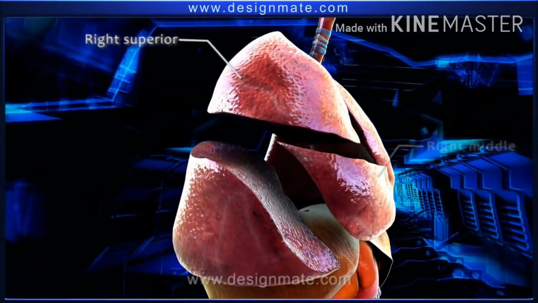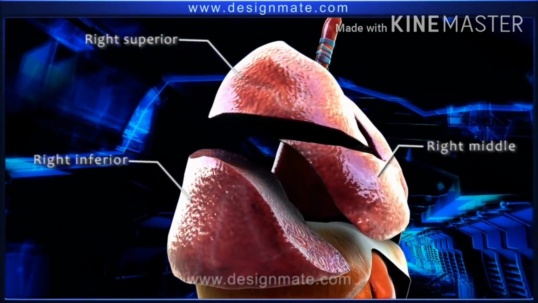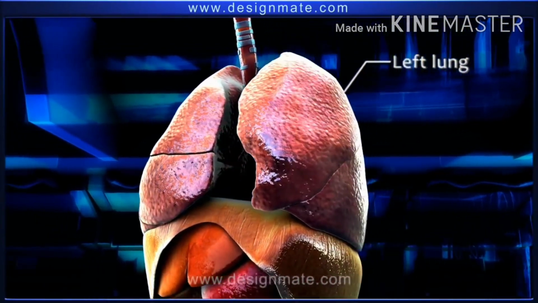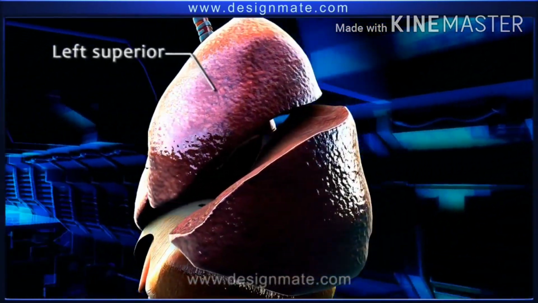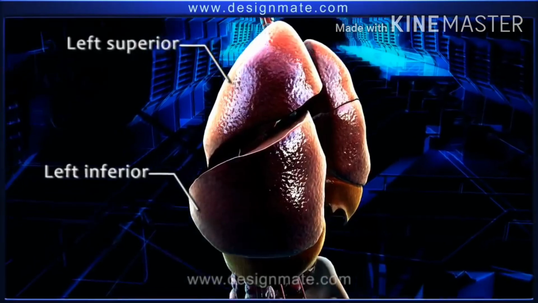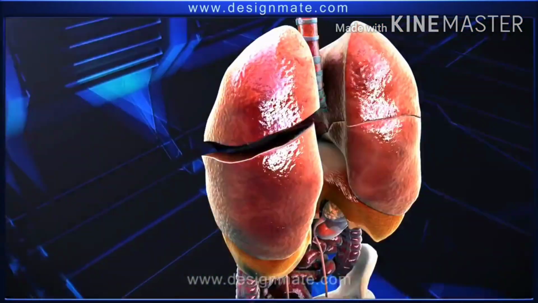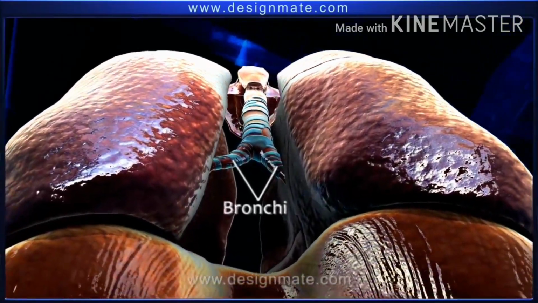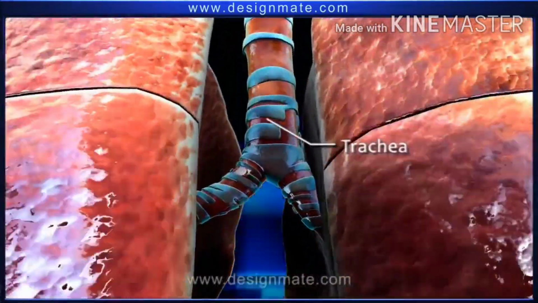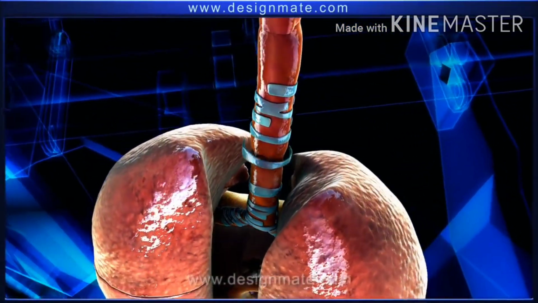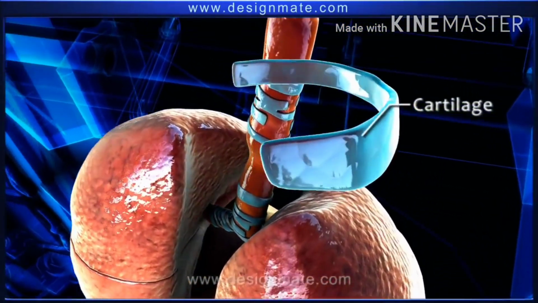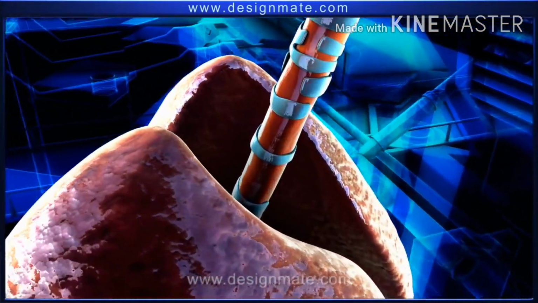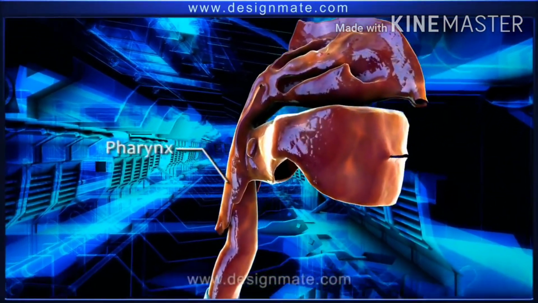The right lung is divided into three lobes: the right superior, the right middle, and the right inferior lobe. The left lung is smaller and has only two lobes, the left superior and the left inferior lobe. Both the lungs are associated externally with small tubular bronchi, which unite and extend into the trachea. This trachea has incomplete C-shaped rings of cartilage which prevent the tracheal wall from collapsing.